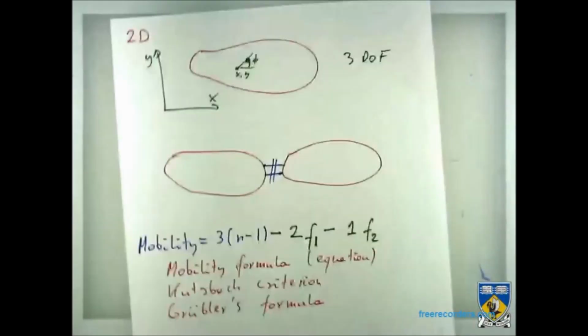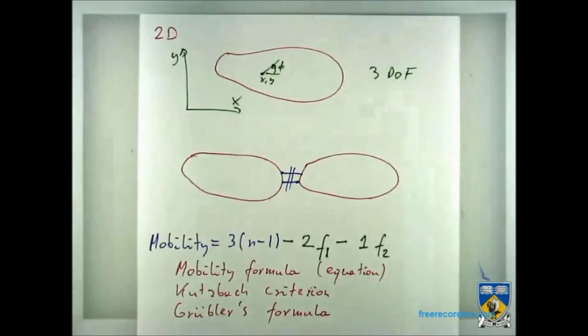Okay? I have the same stuff here, but a little bit better handwriting. Okay? So this is the equation for mobility in 2D, which is found in books, and it is called mobility formula or mobility equation, or sometimes Kutzbach criterion, or sometimes Grubler's formula. Okay? Different books, different. Probably many originators of this idea independently, right? Somewhere in the mid-19th century.